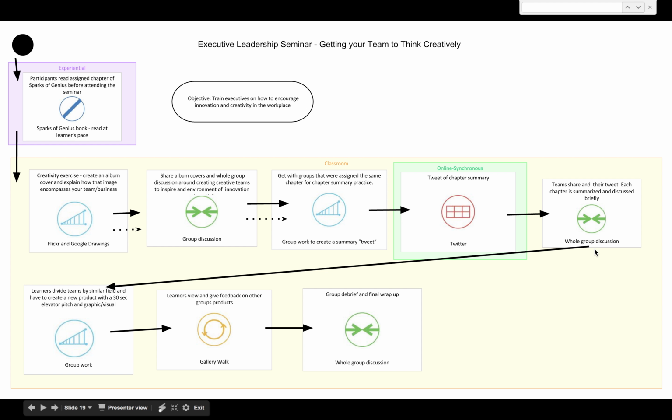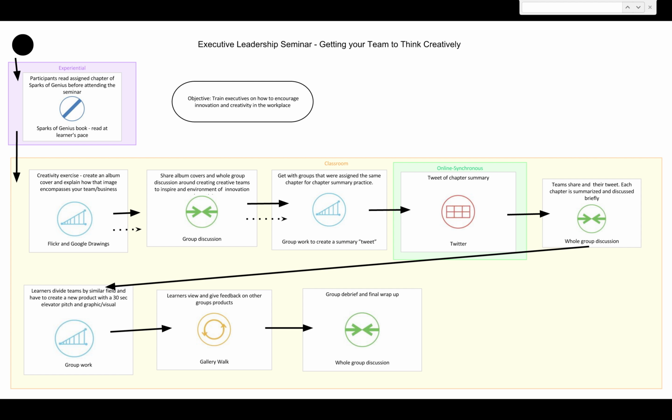Then the next, it's learner-led to another practice activity, and this is when the learners divide into teams by similar fields, and they have to create a new product with a 30-second elevator pitch and a graphic visual. And this could be a product for their own companies or just a random project, so they would be under a time constraint, which, since it's only 50 minutes long, can just be a quick, fun activity.